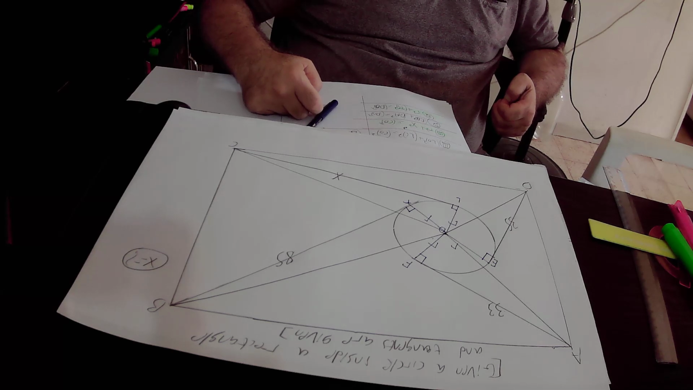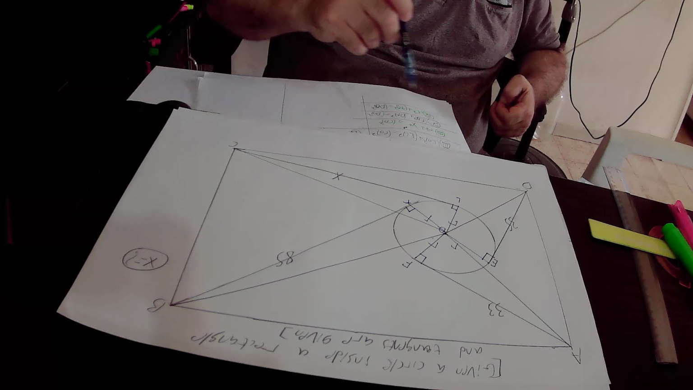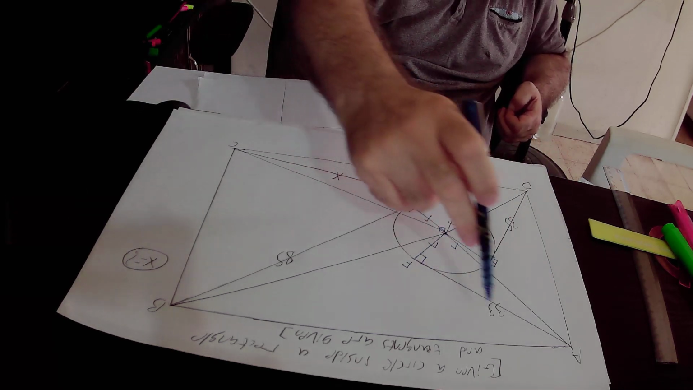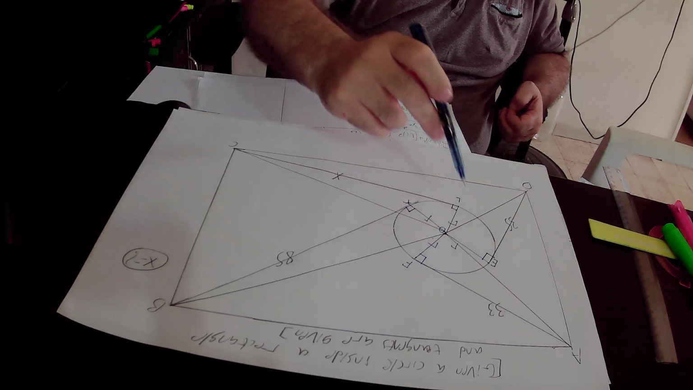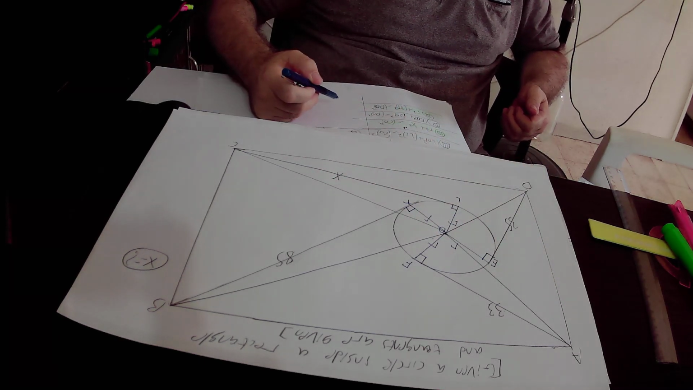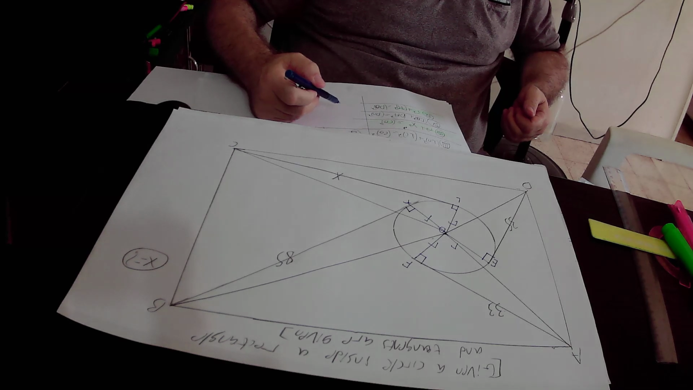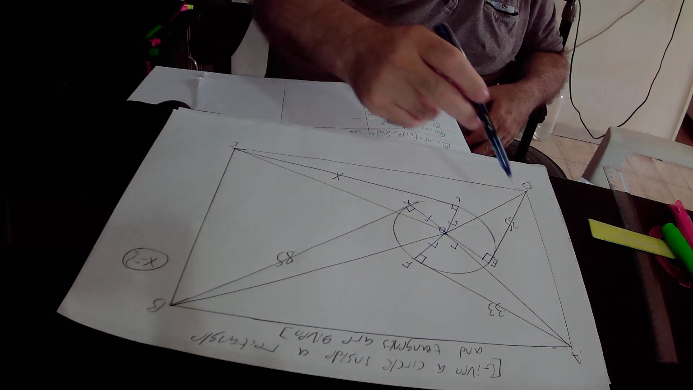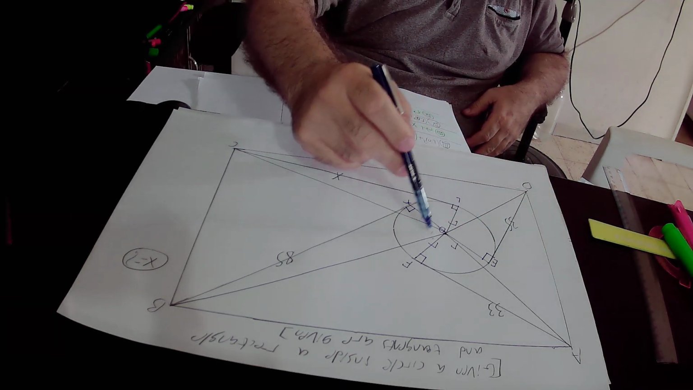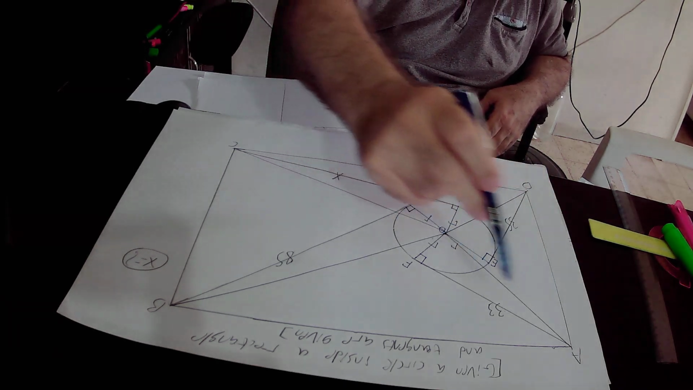Okay, so here we created the right triangle, triangle AOF. In this right triangle, according to the Pythagoras theorem, the square of the hypotenuse equals the sum of the squares of the perpendiculars. That is to say, AO squared plus OF squared equals FA squared.